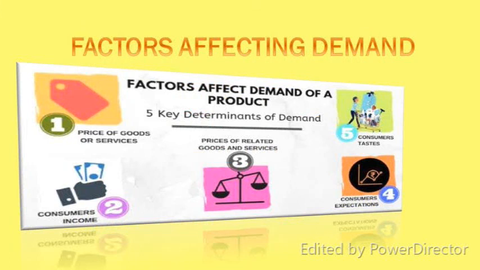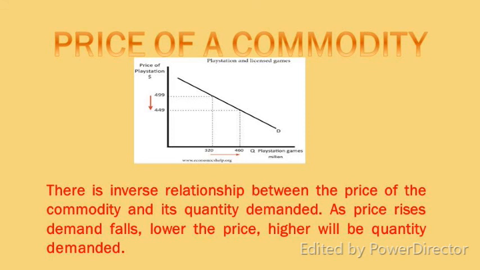Now, there are certain factors that influence the decision of households to purchase a commodity, which we term factors affecting demand or determinants of demand. The most important determinant of the demand for a commodity is the price of the commodity itself. Price and demand are inversely related. As price rises, demand falls. As price falls, demand rises.